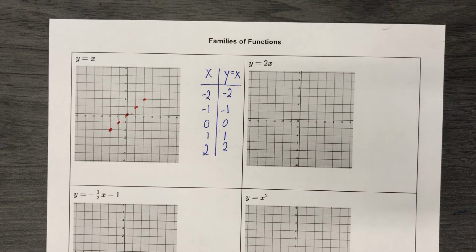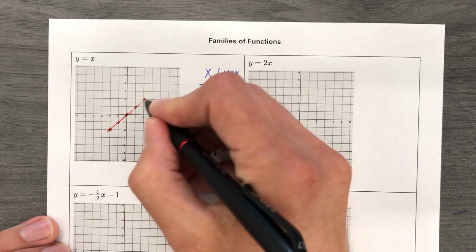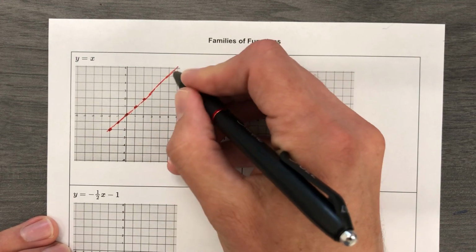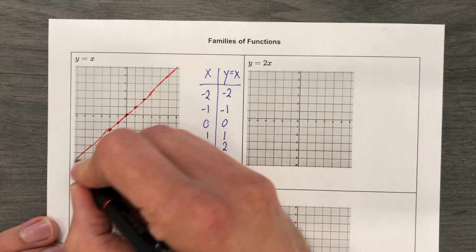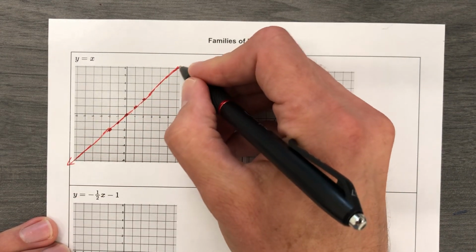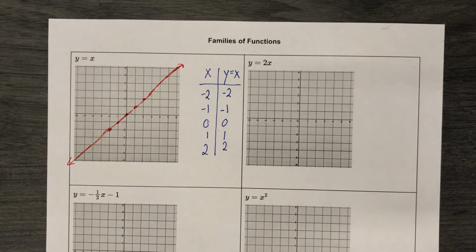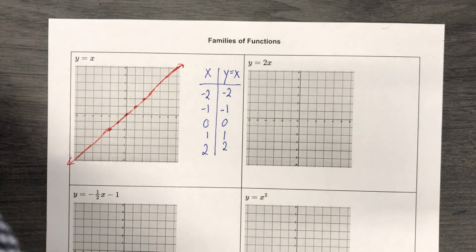And clearly we have a line. Now, I knew that from the beginning. You knew that from the beginning. But there's our line, 3, 3, 4, 4, 5, 5, 6, 6. There we go. Input equals output. Diagonal line.